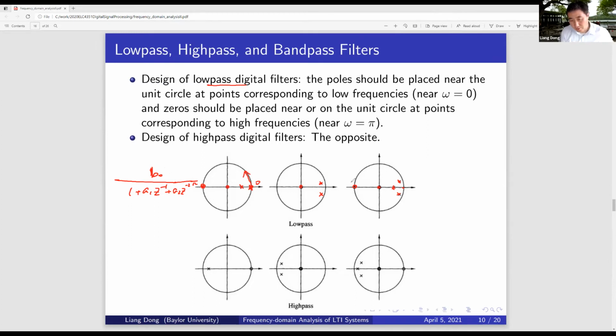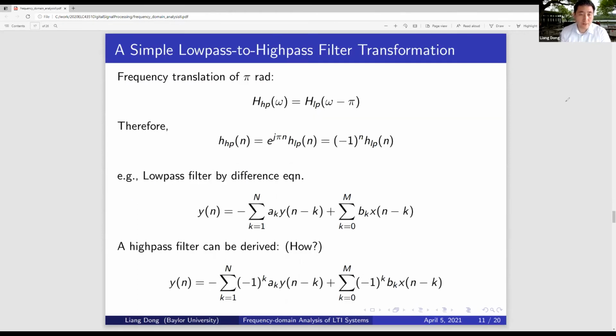Of course, you can also put a zero at the highest frequency, pi here, to make sure that the high frequency component is nullified. All right, design a high pass filter. That's exactly the opposite of the lower three pictures, for a simple low pass to high pass filter translation.